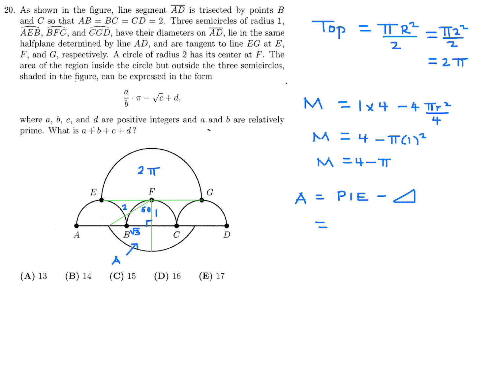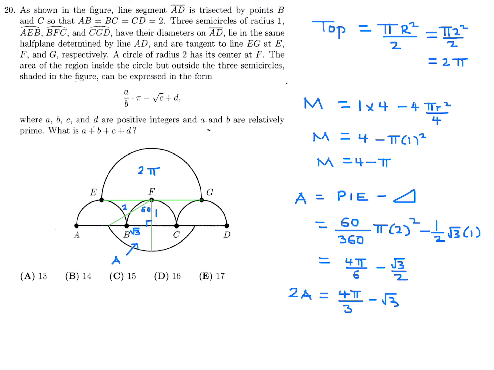So the pi is 60 degrees, very important because it gives me how much of the circle, 60 over 360, namely, of the area of the circle, which is pi r squared, and r is 2. And then that triangle is easy, 1/2 base times height. The base is root 3, the height is 1. So this looks like 4 pi over 6 minus root 3 over 2. And of course, this whole thing is not A, it's 2A, because A just represented half of it. So now I have to get 2A. So 2A would basically be 4 pi over 3 minus root 3.